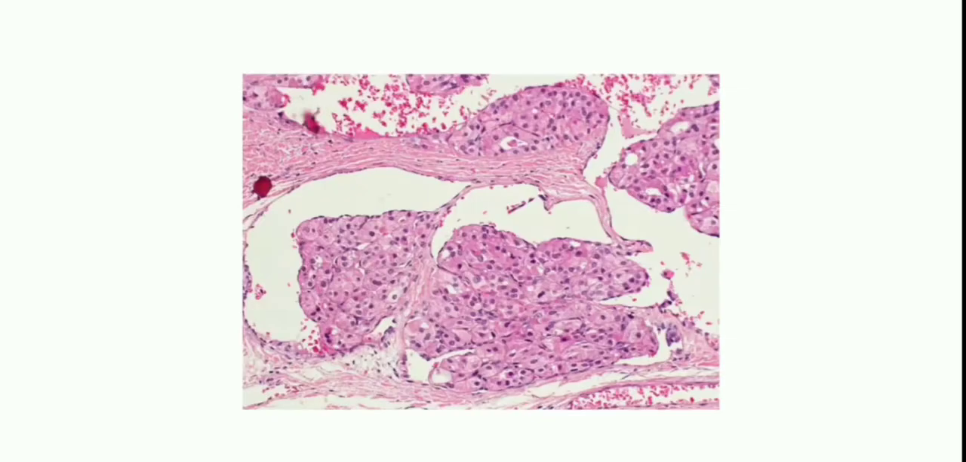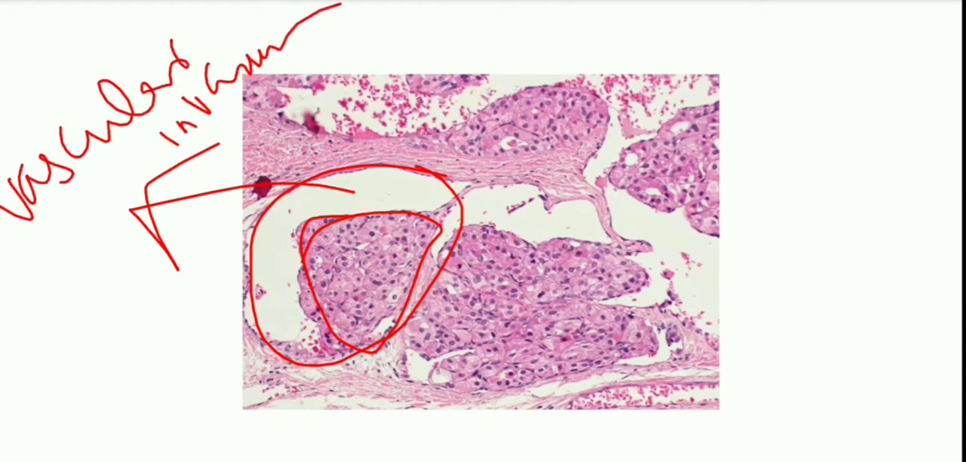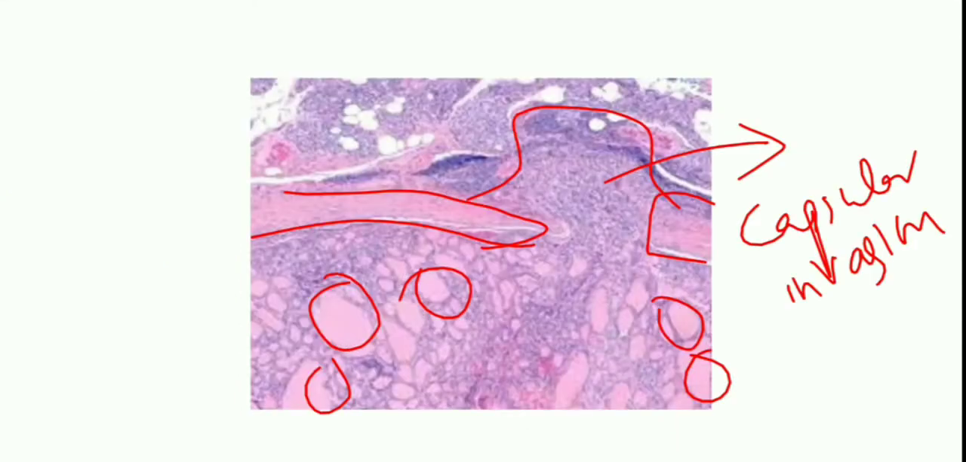And in this picture, you can see this is the blood vessel. Inside the blood vessel you can see the tumor cells. So this is vascular invasion. Vascular invasion, you can see this. Okay, so what we are dealing with is the follicular carcinoma.